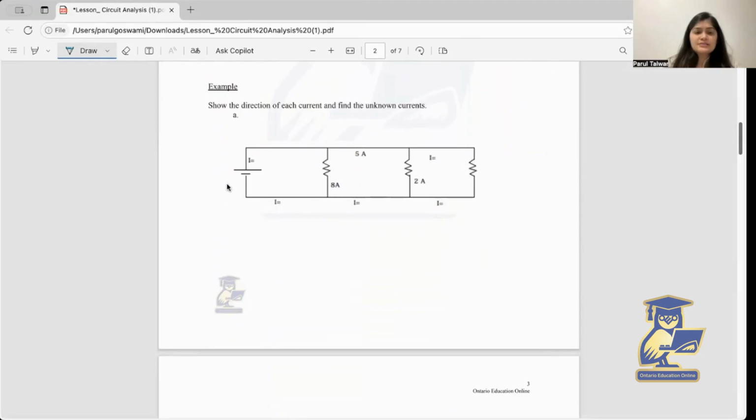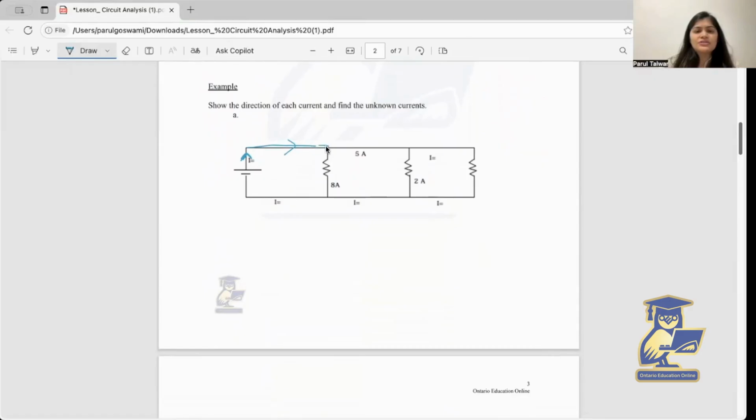So again, let's start with the positive terminal of the battery. You always have to start with the positive terminal of the battery. This is how the current will flow. This is the direction of the current. We do not know the total current here, which we need to calculate. Now you can see the current will go in this direction, then it will move to this wire right side.